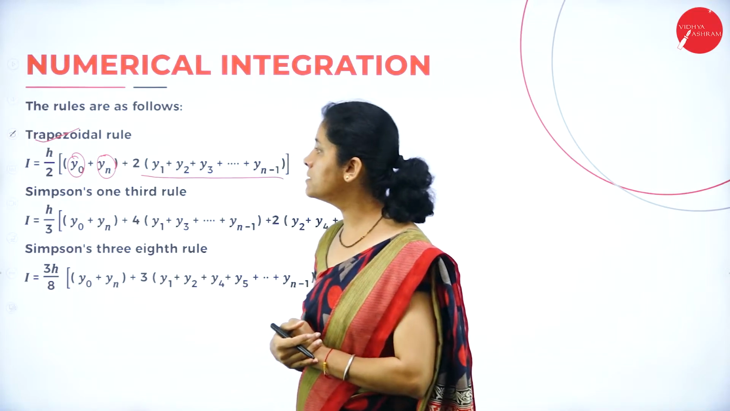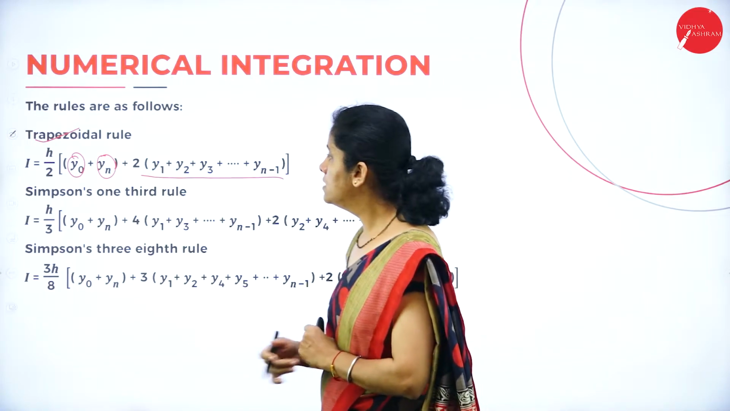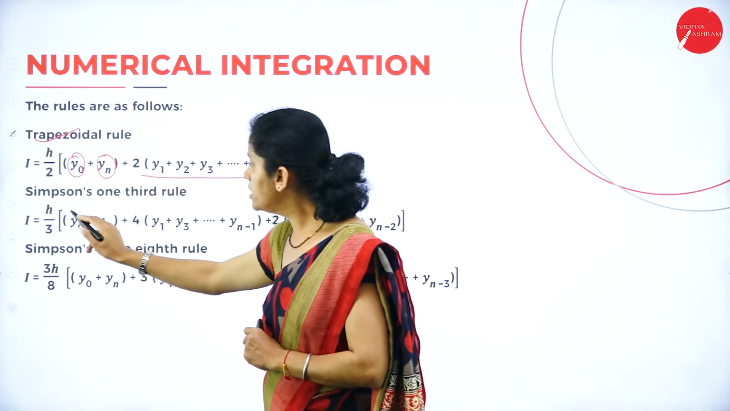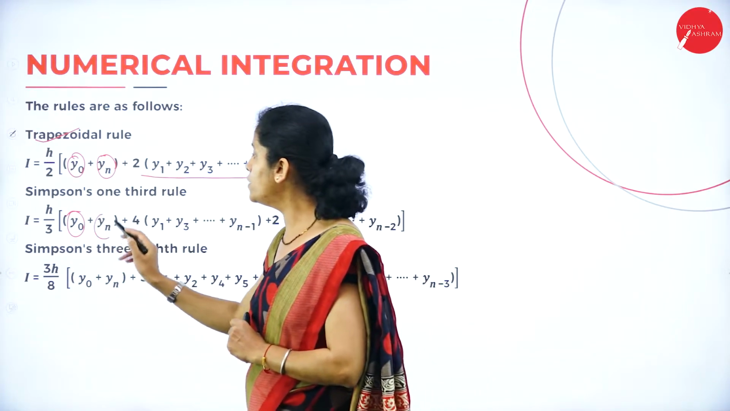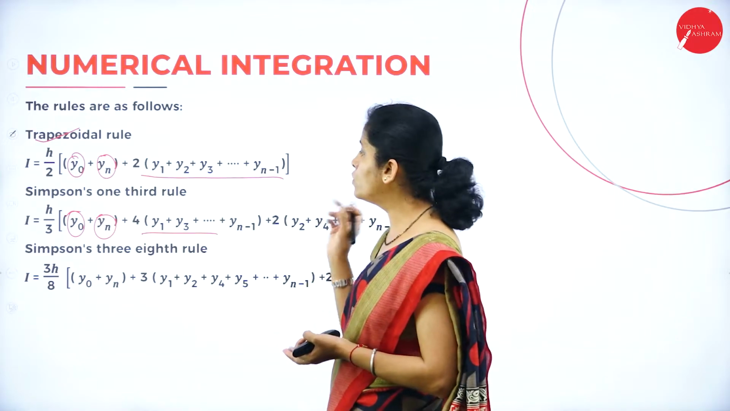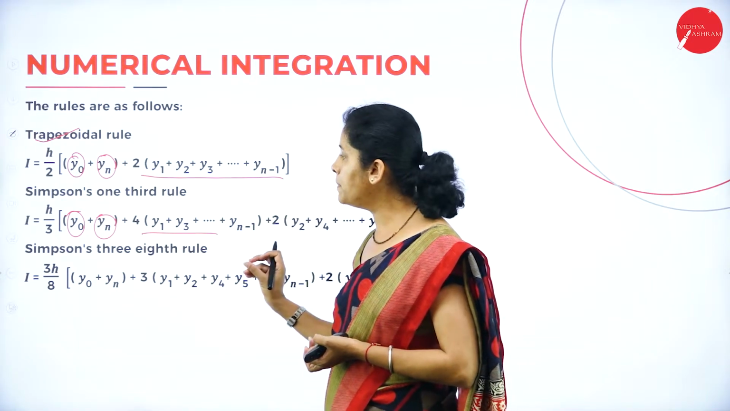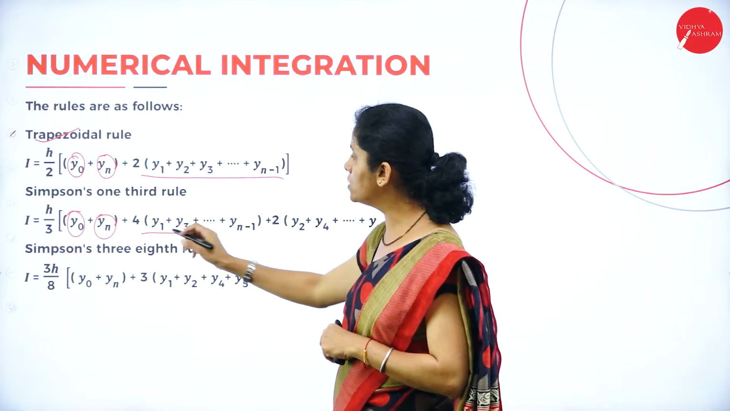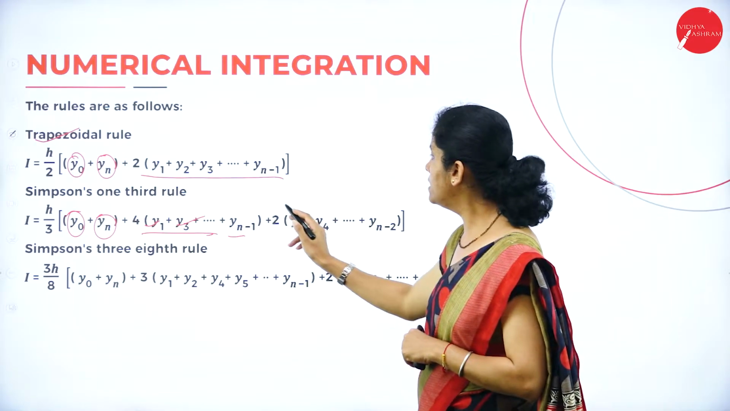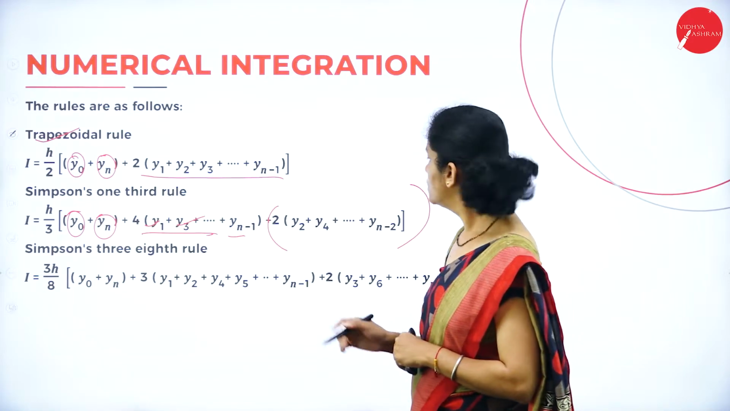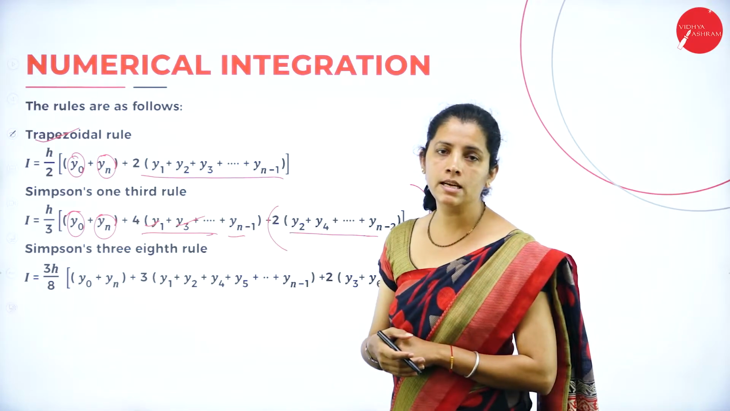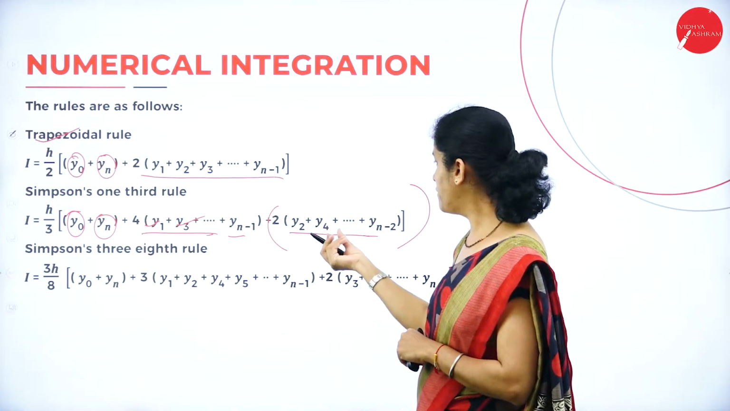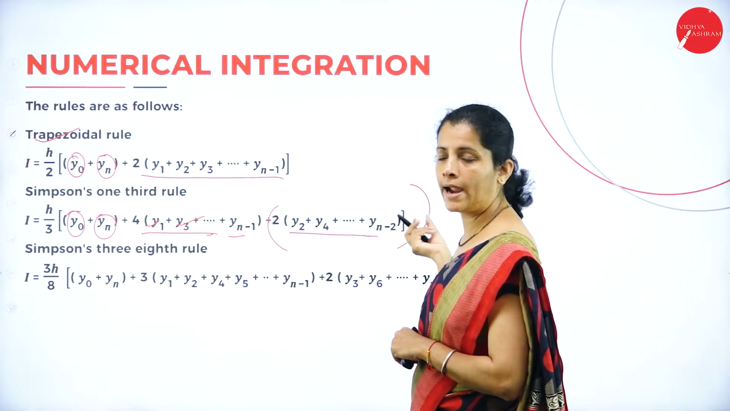And if I consider Simpson's 1/3 rule, see here, it is the 1/3 rule. So h by 3 times the initial point y0 and ending point yn. Here I want to consider only the odd numbers, that is 1, 3, 5, 7 and so on. So 4 times (y1, y3 and so on). And here I have 2, so I want to consider even numbers, that is 2, 4 up to n minus 2. For that reason, 2 times (y2 plus y4 plus y6, y8 and so on).